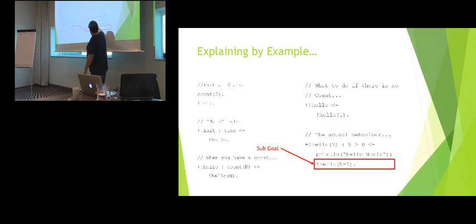Which brings us over to here. n has the value 3. 3 is greater than 0. We print out hello world. Recursively call hello with n minus 1, so 2. n is 2. Print out hello world. Recursively call hello for n equals 1. Print out hello world. Recursively call hello for n equals 0. And then there are no rules that apply.